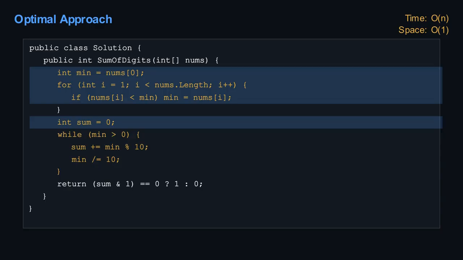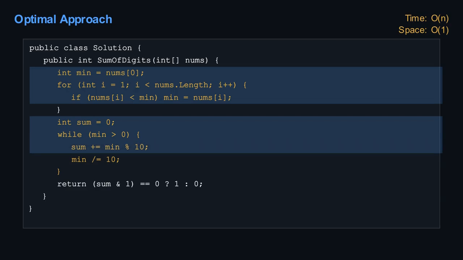Inside the loop, we get the last digit by taking the minimum number modulo 10 and add it to our sum. Then, we remove the last digit by dividing the minimum number by 10 using integer division. This process effectively peels off each digit from right to left until the number becomes 0.